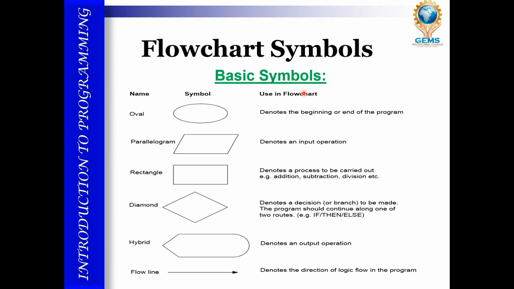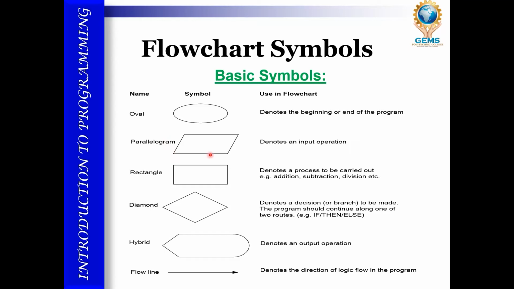Then we have the flowchart symbols. Here we have the names of the symbols, the symbols themselves, and the uses of each in a flowchart. The oval symbol is like this. It denotes the beginning or end of the program. That means if we use this symbol, it's a start or an end. It shows that we are going to start the program or end the program.